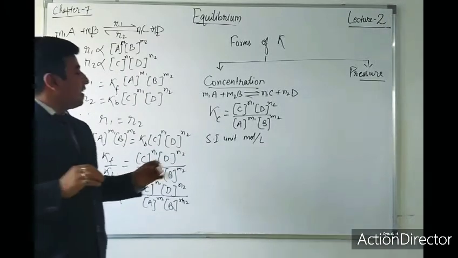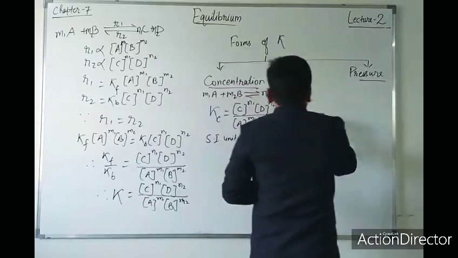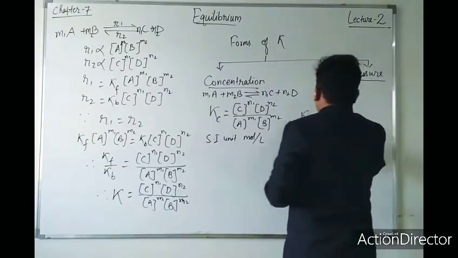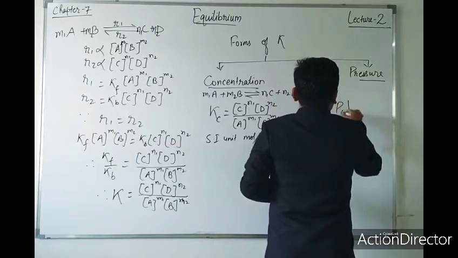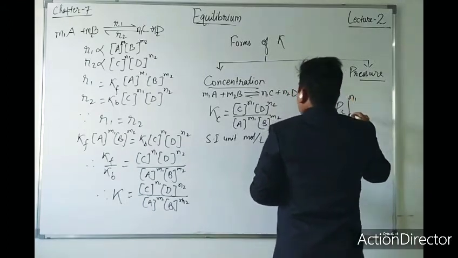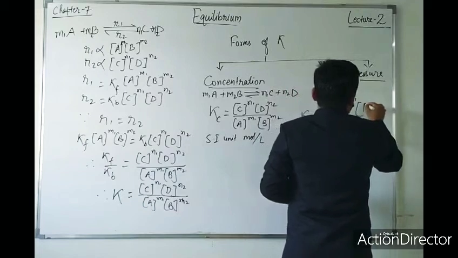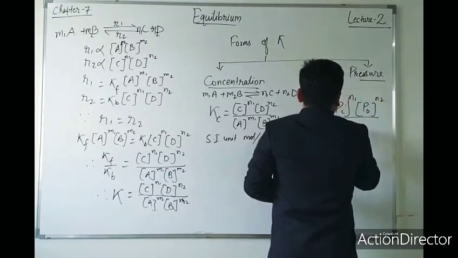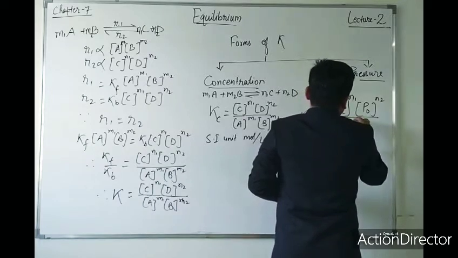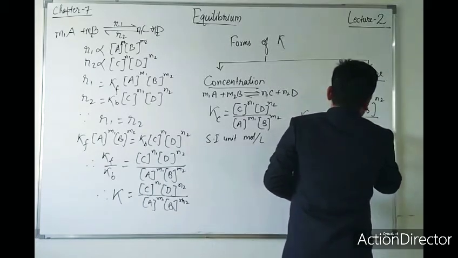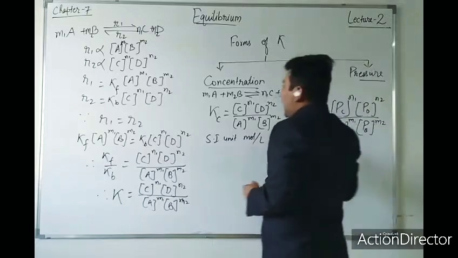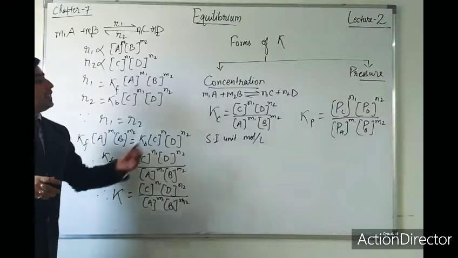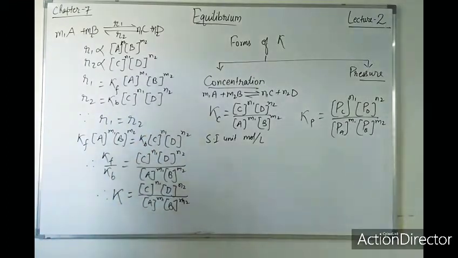So here everything will be according to the Kp value, which is the constant pressure of the products upon the constant pressure of the reactant. Right? So here, as you have seen, we have the forms of the constant in terms of concentration and in terms of pressure.